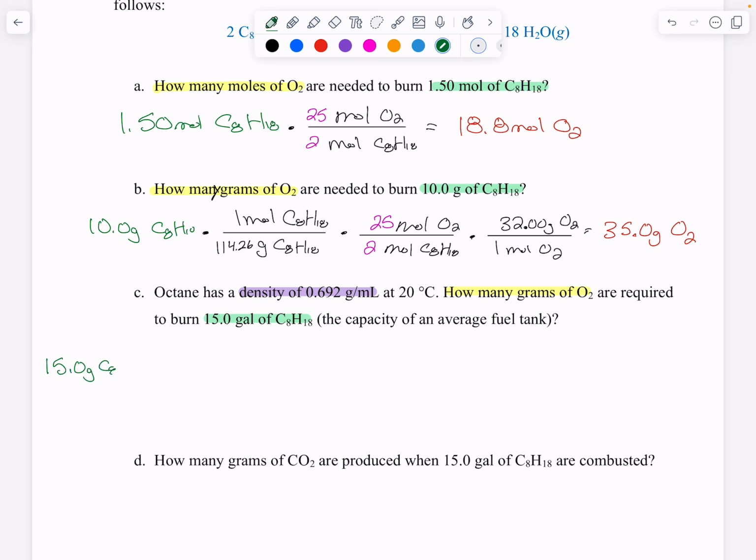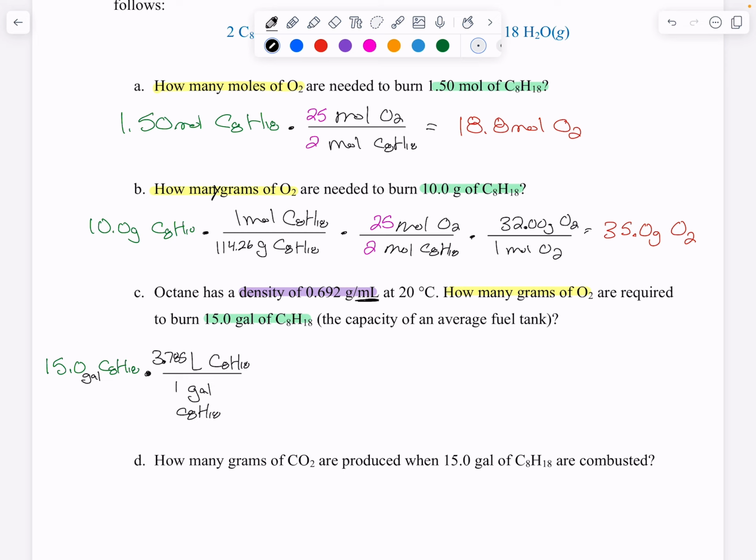So 15.0 gallons of C8H18. All right, we've got to go to what? So I'm in gallons. I put grams down. I'm sorry, guys. Gallons. What do we have to go to? Gallons of C8H18. What should we go to? Well, I'd probably go to liters, because I need to get to the milliliters here. 1 gallon is 3.785 liters.